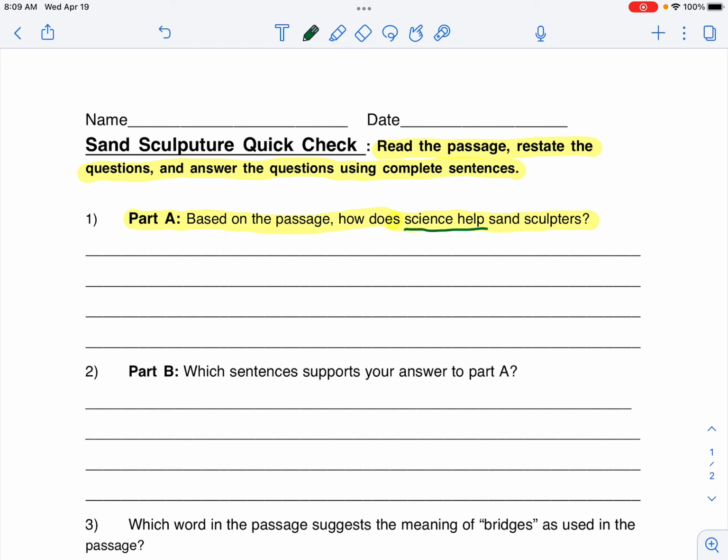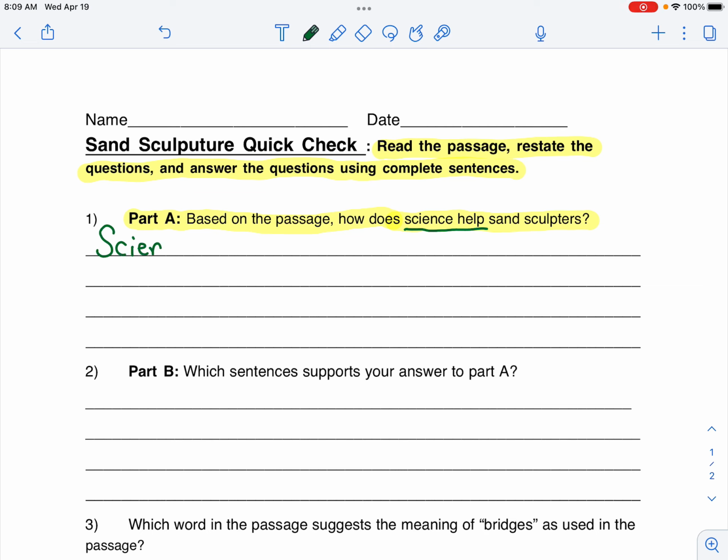Do you remember what page that's on? That's right. It is on page 7. Why don't you go back and reread page 7 and see if you can underline where you can answer that question. Okay, did you find it? Let's go ahead and restate.